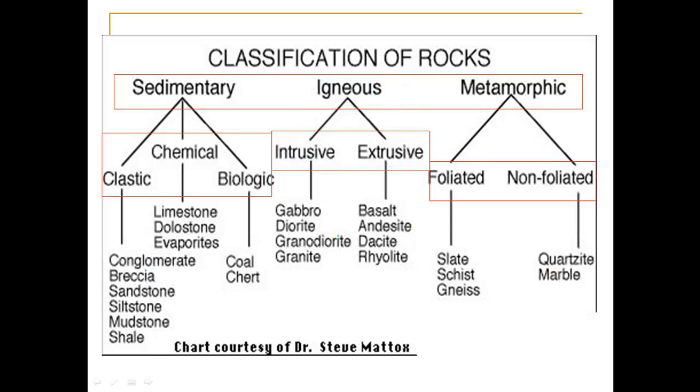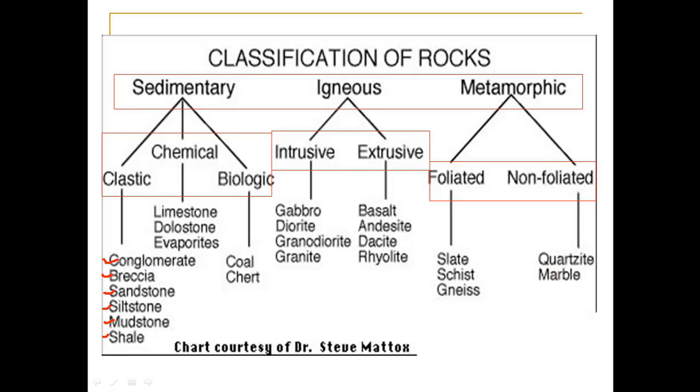Now we'll see how the sedimentary rocks are classified. They are classified on the basis of their formation. The first type is clastic, second is chemically formed, third is biologically formed. Clastic rocks have large or small clasts, or parts of rocks. For example, conglomerate, breccia, sandstone, siltstone, mudstone, and shale. These rocks are formed due to the cementation of the large and small particles of rock fragments.